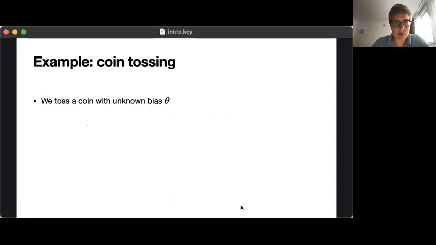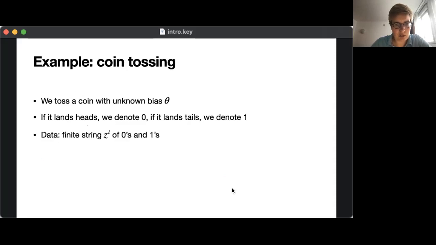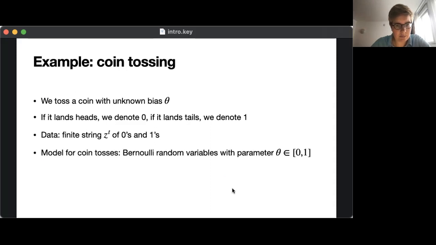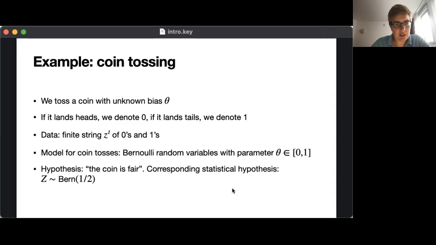So let's do an example, coin tossing. Suppose we toss a coin with an unknown bias. If it lands heads, we denote a 0. If it lands tails, we denote a 1. Now the learner sees a finite string Z^T of zeros and ones. We can model the tosses by a Bernoulli random variable with parameter theta in [0, 1]. And a possible hypothesis is the coin is fair, and the corresponding statistical hypothesis is that the random variable Z is Bernoulli distributed with the parameter theta equal to a half.